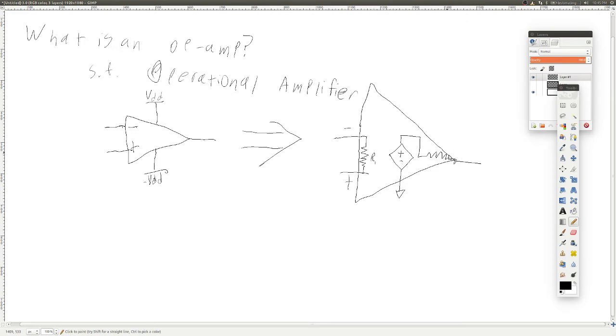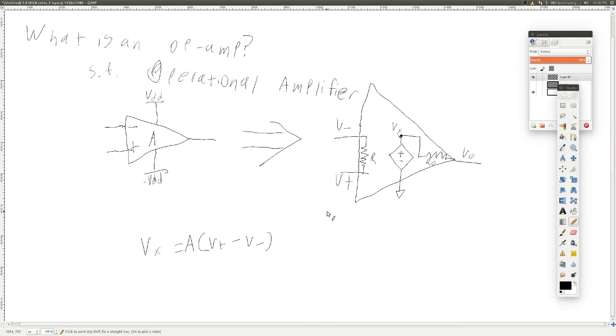So here's V out. We're going to name this Vx, and we're going to name this RO. So we'll say V minus here and V plus here just to make it a little bit clearer. So the way an op amp works is that it sets Vx equal to A times V plus minus V minus. In this case, A is a factor of the op amp.